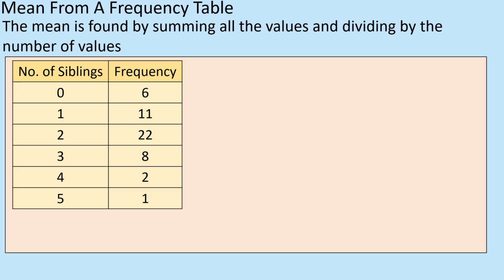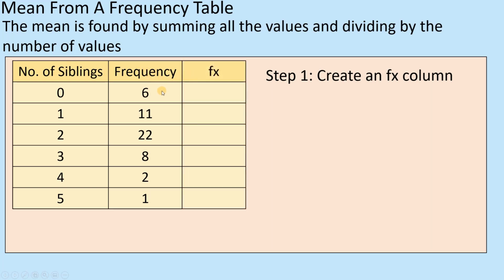So how can I shorten it using the table? What we're going to do is create another column. I'll explain what this fx column is. It's your frequency times by your variable, which is sometimes called x in this case, so fx is what it stands for. You're going to times those two things together, which is why it's called fx, because in algebra, 2 letters next to each other means times.